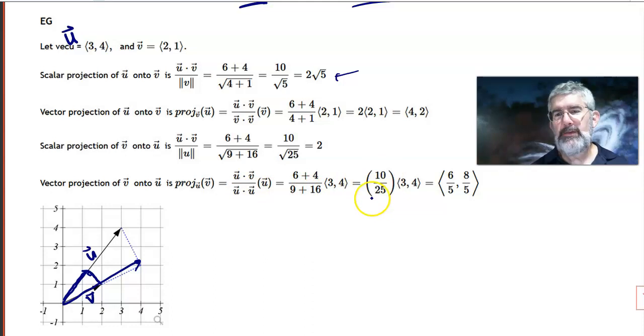So this is 2/5. Notice I'm dividing by 5, which is the length of u, and I'm multiplying by 2 so that I get something of length 2. But since it's in the direction of (3, 4), 2/5 multiplied by that is (6/5, 8/5). So that vector right there: 6/5 in the x direction, 8/5 in the y direction.